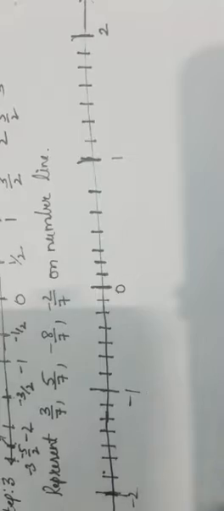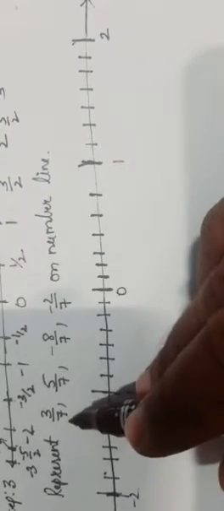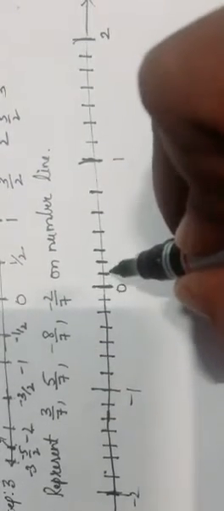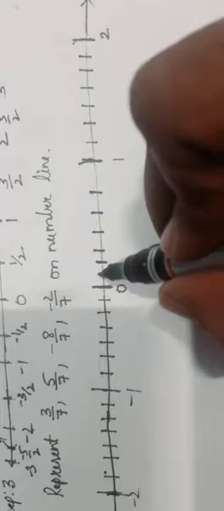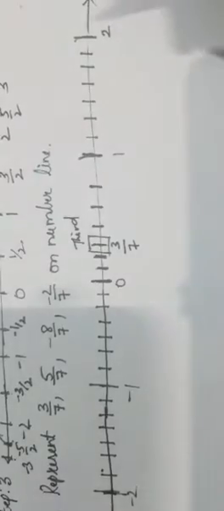First let us represent 3 by 7. So 3 by 7 comes to the right of 0 because it is positive. Therefore from 0 count 3 divisions, children. This is first, second, third. So the third mark is 3 by 7.